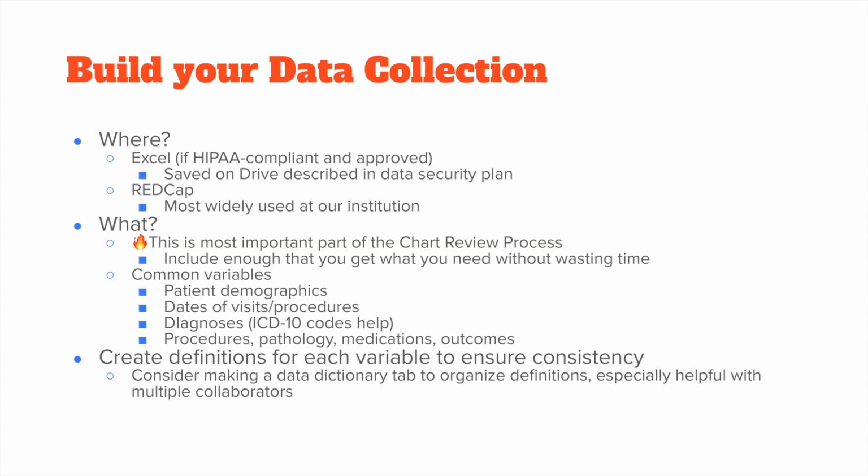It's a good time. So once your IRB is approved, it's time to build your data collection sheet. At UVA, we mostly use REDCap, but some institutions allow Excel if it's HIPAA compliant. And honestly, building your spreadsheet is the most important part of the entire project. You want to include enough variables to answer your question, but not so much that you waste time pulling irrelevant information. Examples of common variables include demographics, visit dates, diagnoses, procedures, pathology, medications, and outcomes. And be sure to make a data dictionary. It keeps everyone consistent, especially if multiple people are extracting data from the charts.